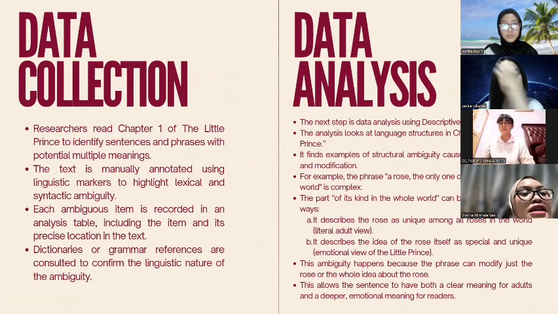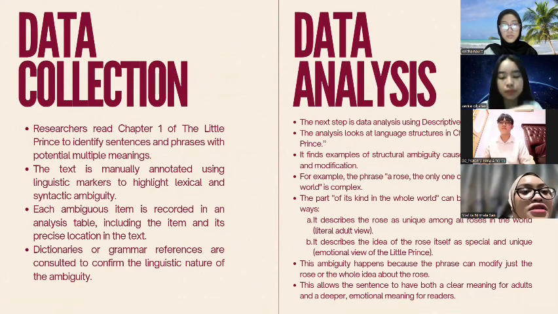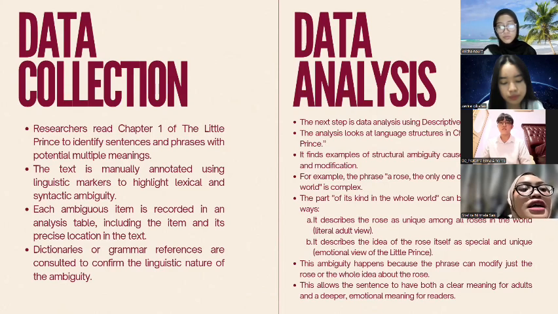So the next is data collection. The first is reading through chapter one of The Little Prince to identify sentences and phrases with potential multiple meanings. So the second, the text is manually annotated using linguistic markers to highlight lexical and syntactic ambiguity. So the third is each ambiguous item is recorded in an analysis table, including the item and its precise location in the text. So the last is dictionary or grammar references are consulted to confirm the linguistic nature of the ambiguity. So the last is data analysis.